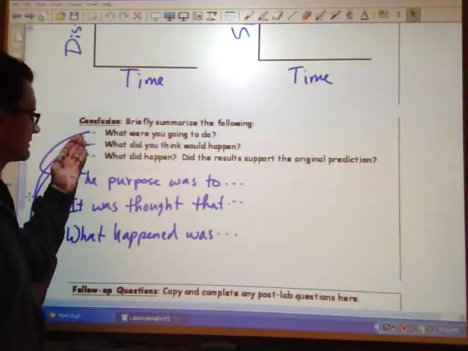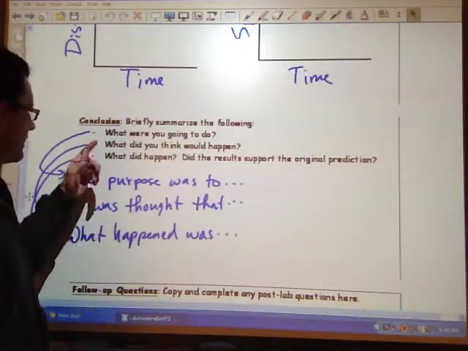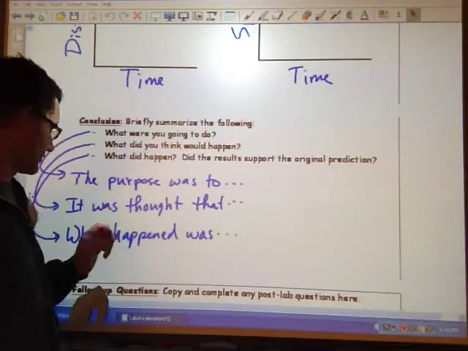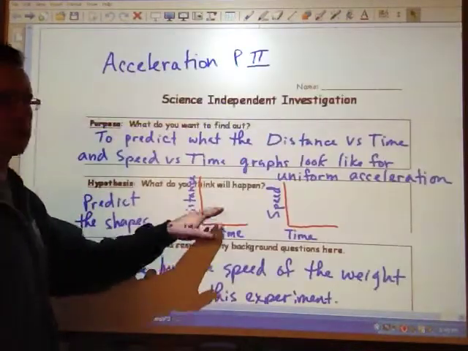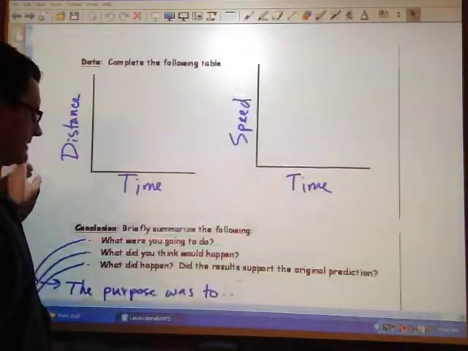So what were you going to do? The purpose was to, once again, go back and fill it in. What did you think would happen? It was thought that... describe your predictions here. Describe what you thought would happen in terms of distance versus time, and speed versus time.